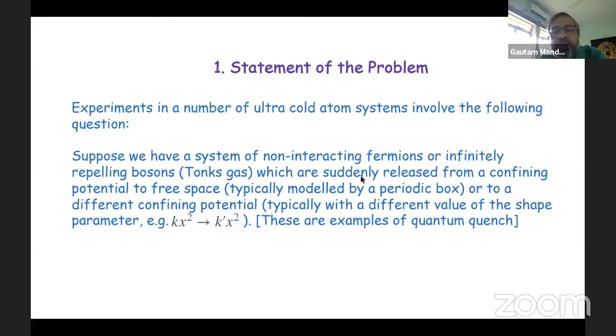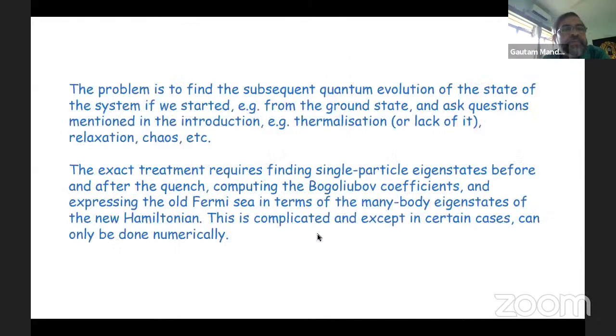So we are going to talk about just stopping that confining potential. This is done by switching off an optical lattice altogether, or switching to a different confining potential. So, for example, if you have a quadratic confining potential, you go from kx squared to k prime x squared. These are examples of quantum quench, and we are going to talk about some of these and properties that we have found in these things.